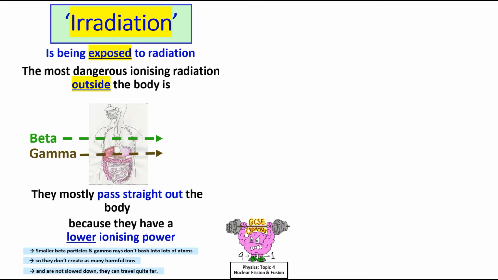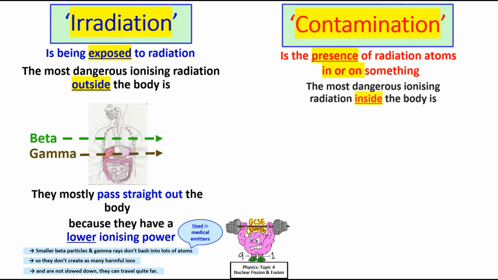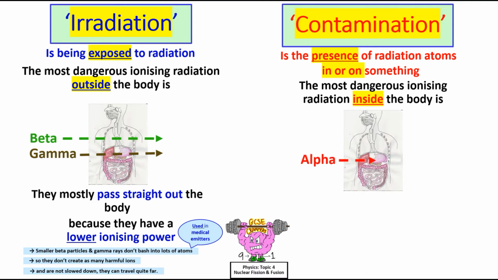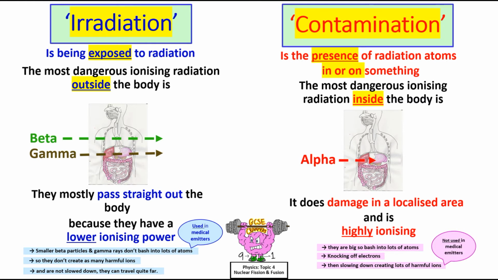They are not slowed down and can travel quite far. Because of this, beta and gamma rays are used in medical emitters. Contamination is the presence of radioactive atoms in or on something. The most dangerous ionizing radiation inside the body is alpha radiation, because it does damage in a localized area, and is highly ionizing, because they're big, so bash into lots of atoms, knocking off electrons, then slowing down, creating lots of harmful ions, and because of this are not used in medical emitters.